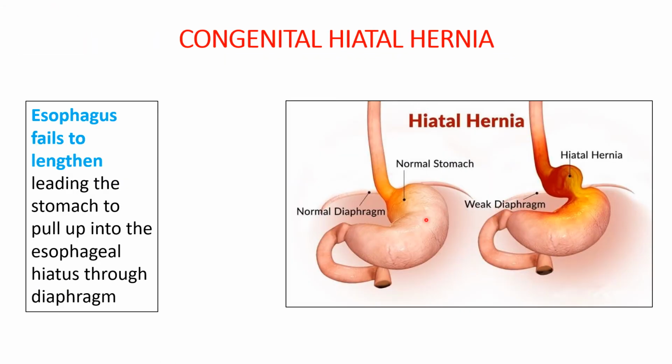The other condition is the congenital hiatal hernia. During the development of the esophagus, we saw that the last step was the lengthening of the esophagus with the descent of the heart and lungs. This is a normal esophagus which has lengthened. If it fails to lengthen, it leads the stomach to be pulled up into the esophageal hiatus through the diaphragm. This stomach which has entered through the diaphragm into the thoracic cavity is called a hiatal hernia, and this is because of the shortened esophagus.